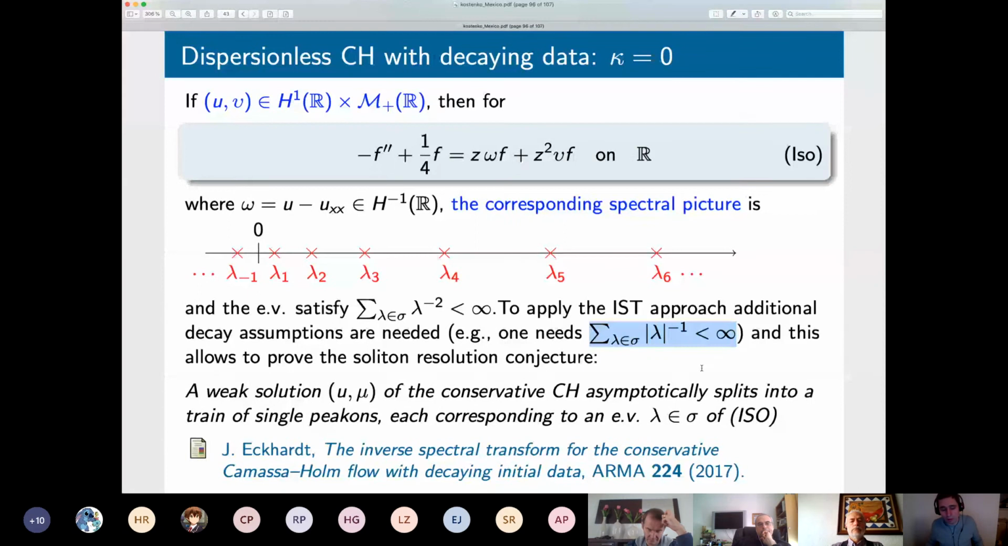In particular, one can prove that, as I said, under this assumption, a weak solution to the conservative Camassa-Holm equation splits into a train of single peakons. Asymptotically, if you take this initial data, then for large times this solution looks like just a superposition of multi-peakons. The best reference for this is this recent paper by Jonathan, published in ARMA just three years ago. And in fact, this dispersionless case is definitely the best understood case of initial data for the Camassa-Holm equation.